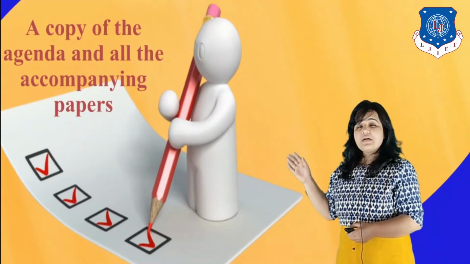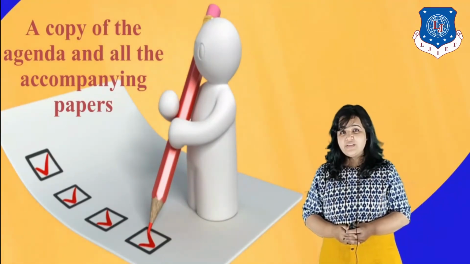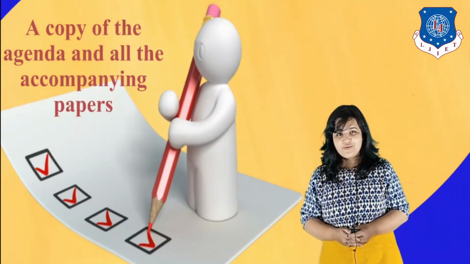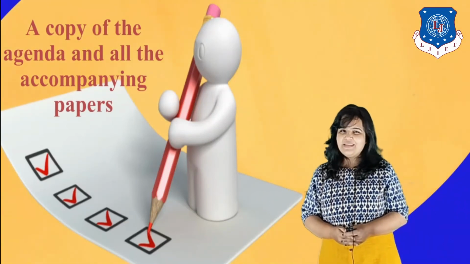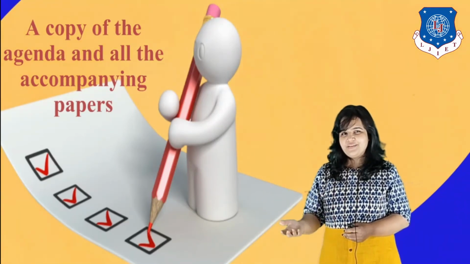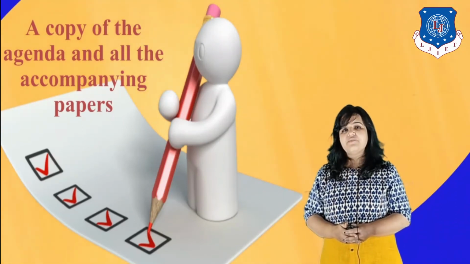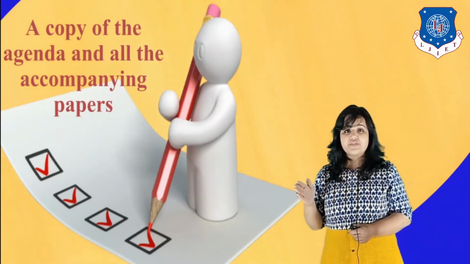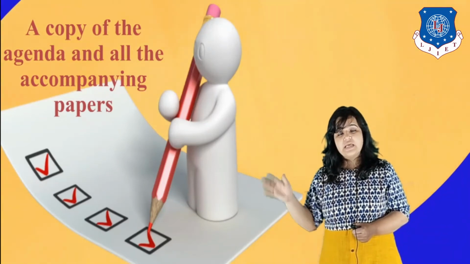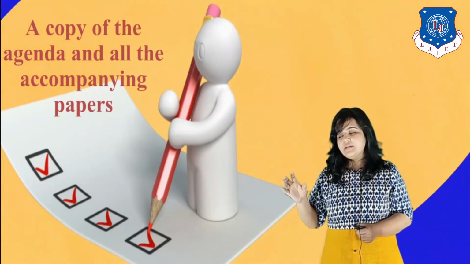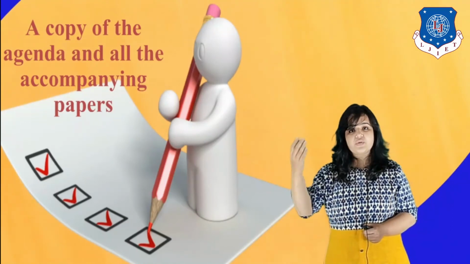Secondly, you must have a copy of the agenda and all the accompanying papers. Obviously, if you do not know the agenda, how will the meeting go forward? So having an agenda is a must. Have with you the agenda which was decided and all the papers along with it, so that in accordance with the agenda you can write the minutes of meeting.